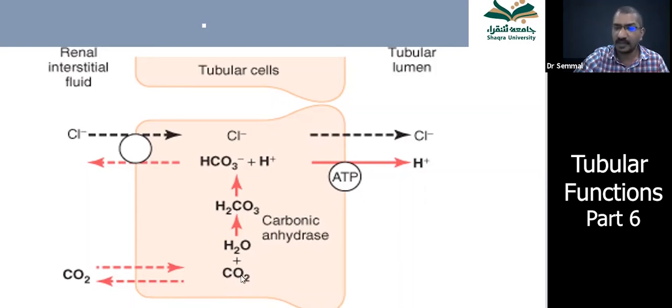Carbon dioxide will join with water to form carbonic acid, H2CO3, which will break into hydrogen and bicarbonate. Bicarbonate will go to the blood and chloride will come into the cell. From the cell, it will come into the lumen.